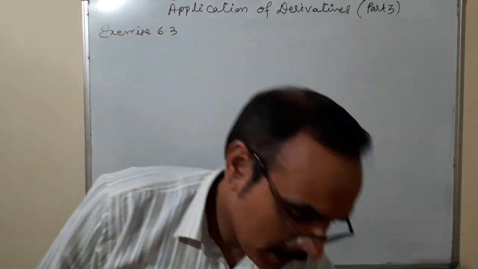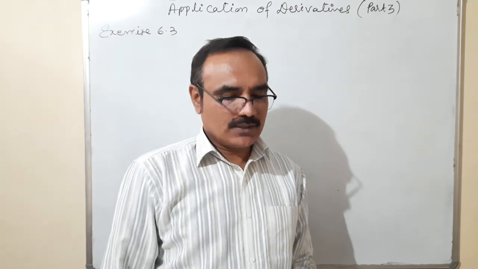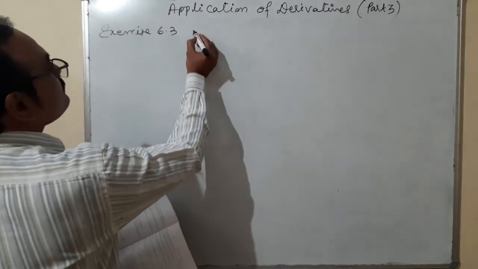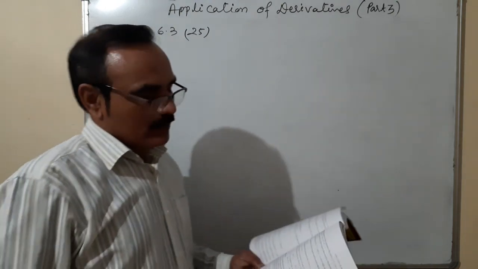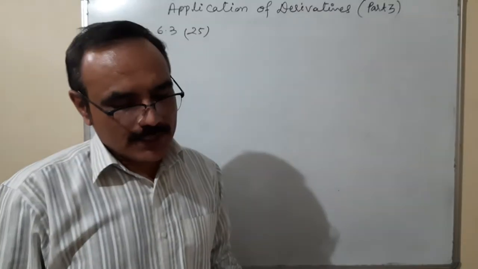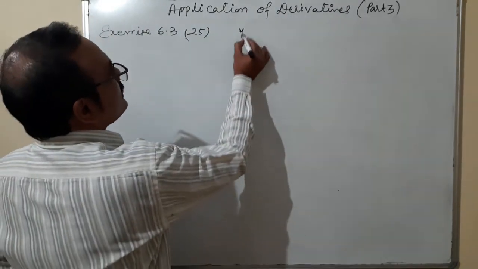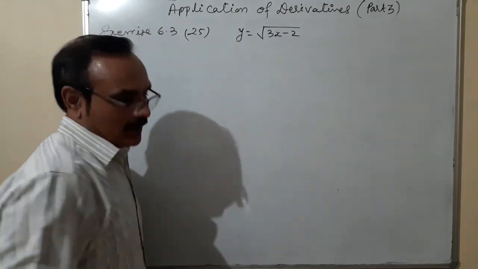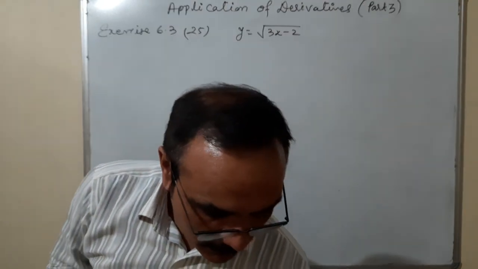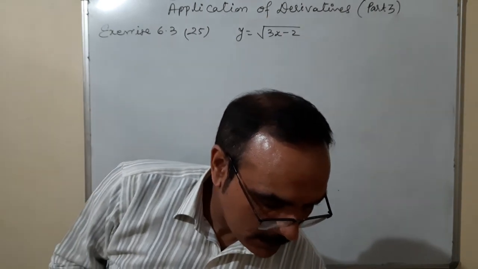After that, one more question I am taking from this exercise. It's an interesting question. That is number 25. Question number 25. Find the equation of the tangent to the curve y is equal to root 3x minus 2, which is parallel to the line 4x minus 2y plus 5.